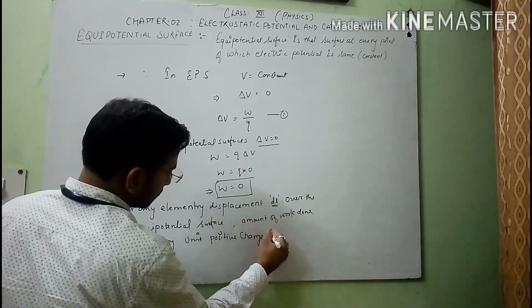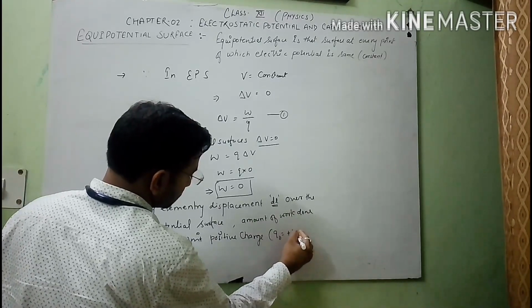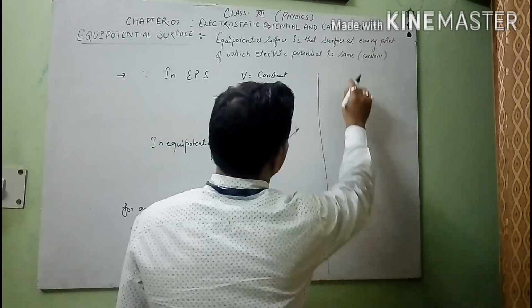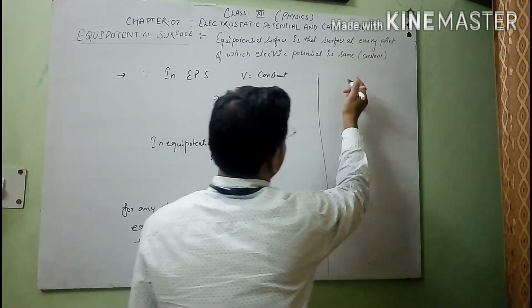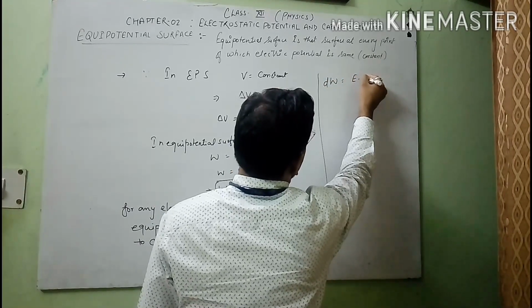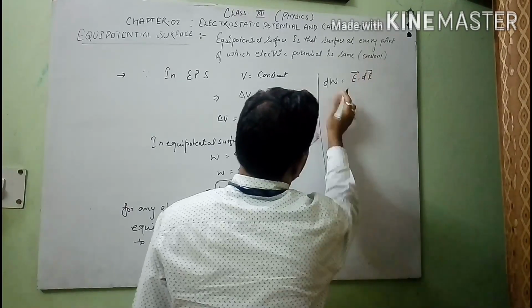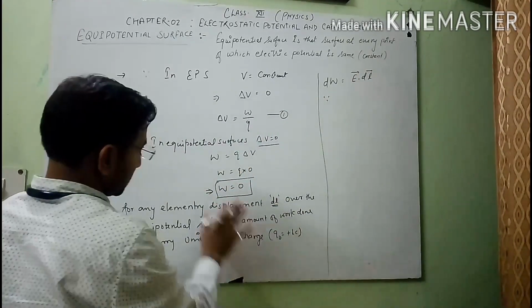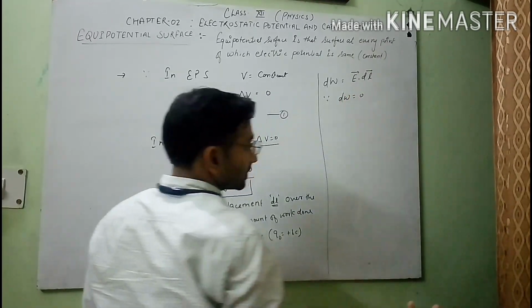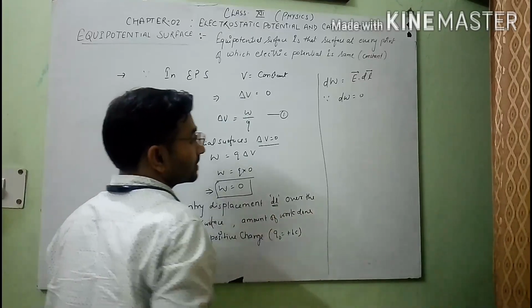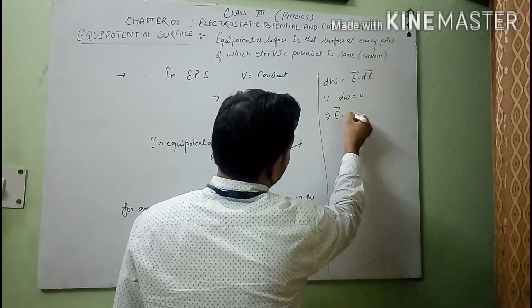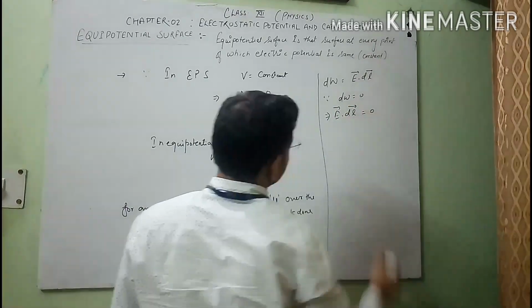It means that here you will substitute Q naught equals plus 1 coulomb again. See how much work you will do on this equipotential surface. Suppose dW equals E dot dl, and since we are talking about an equipotential surface, dW will be 0. There is no work done on the equipotential surface, so dW equals 0. So we can say that E dot dl equals 0.